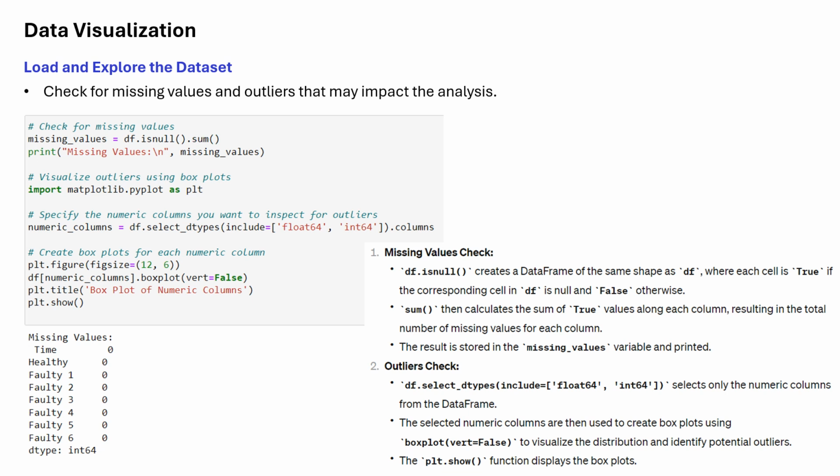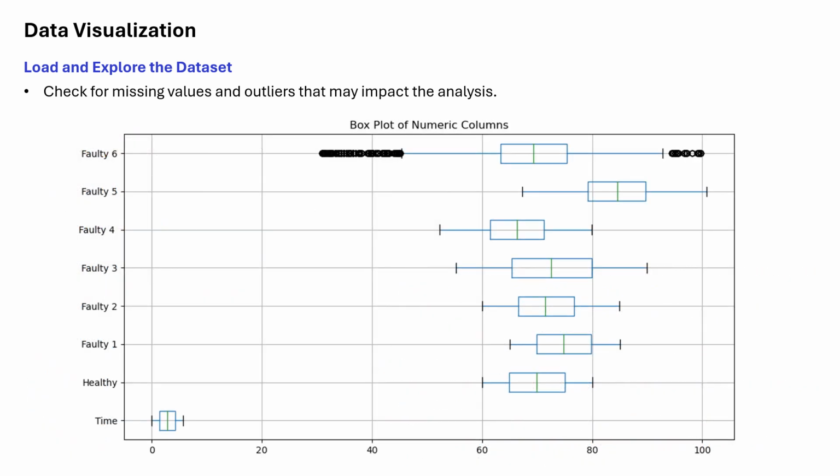For outliers, check df.select_dtypes(include=['float64', 'int64']), which selects only the numeric columns from the data frame. The selected numeric columns are then used to create box plots using boxplot with vert equals false, to visualize the distribution and identify potential outliers. The plt.show function displays the box plots. By running the code, the selected numeric columns were used to create box plots, as shown in this slide, which depicts the distribution and identifies potential outliers.